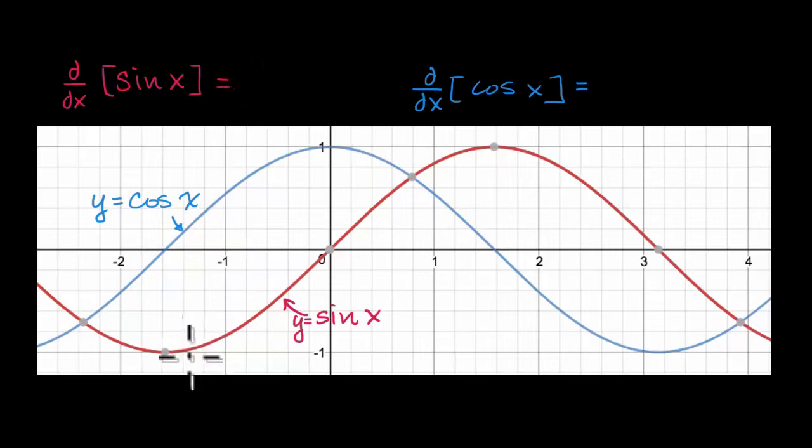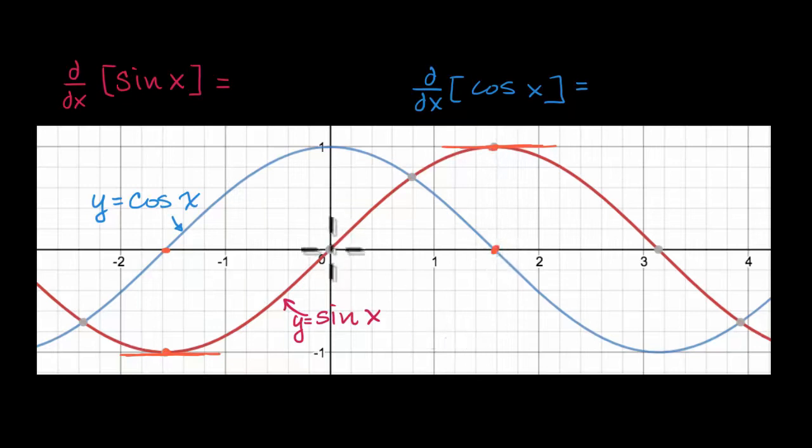So the derivative can be viewed as the slope of the tangent line. So for example, at this point right over here, it looks like the slope of our tangent line should be 0. So our derivative function should be 0 at that x value. Similarly, over here, it looks like the derivative is 0. The slope of the tangent line would be 0. So whatever our derivative function is, at that x value, it should be equal to 0.